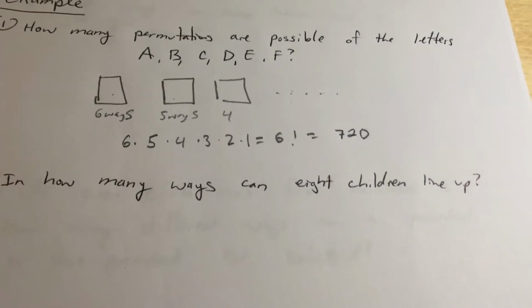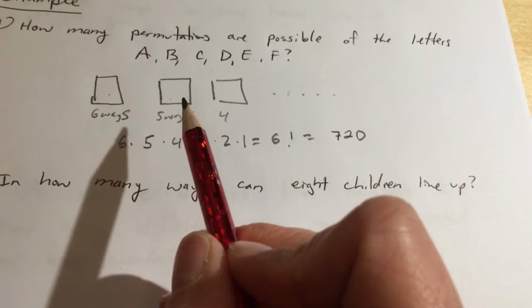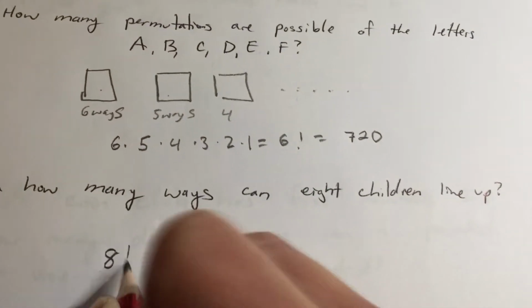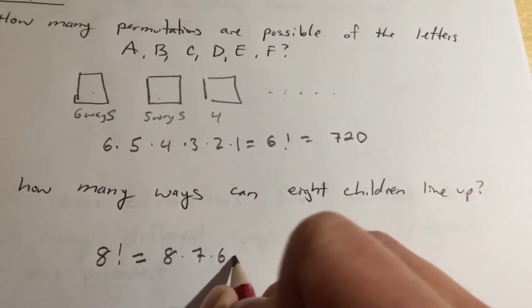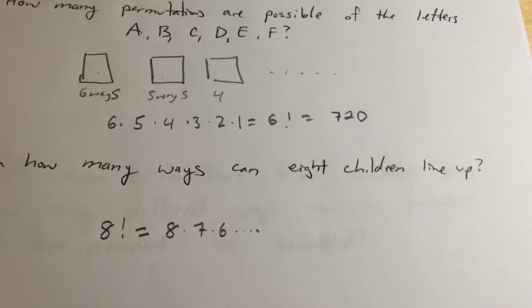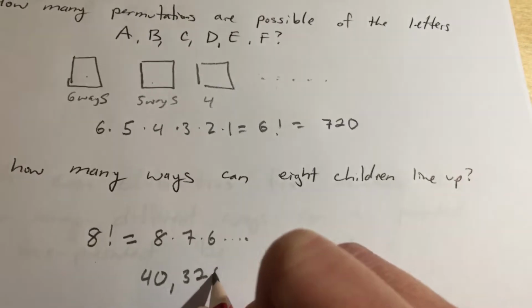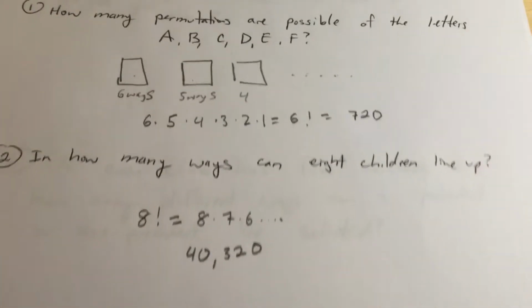In how many ways can 8 children line up? Again, if I think about it, this would be 8, this would be 7, this would be 6, 5, 4, 3, 2, 1. So this is the same thing as saying 8 factorial: 8 times 7 times 6, and so on. Grab a calculator, and this would give you 40,320. So this is when we group all of our letters.